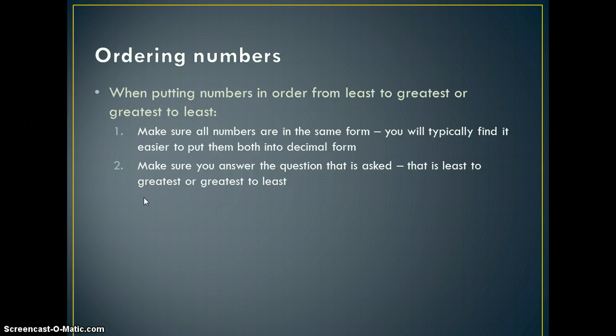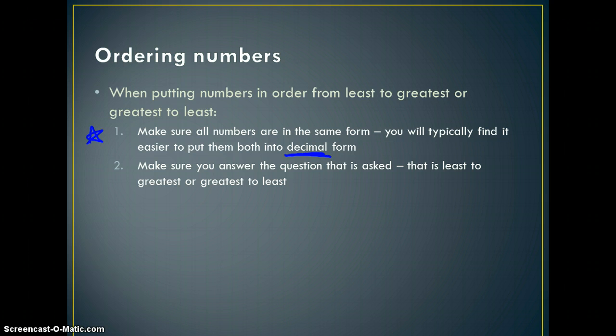The process of ordering numbers, when you're asked to put them in order from least to greatest or greatest to least: the very first thing you have to do, and this is very important, is make sure they're all in the same form. We highly recommend putting these all into decimal form. That way they're all the same, and we can compare them the same way we compared other decimals.